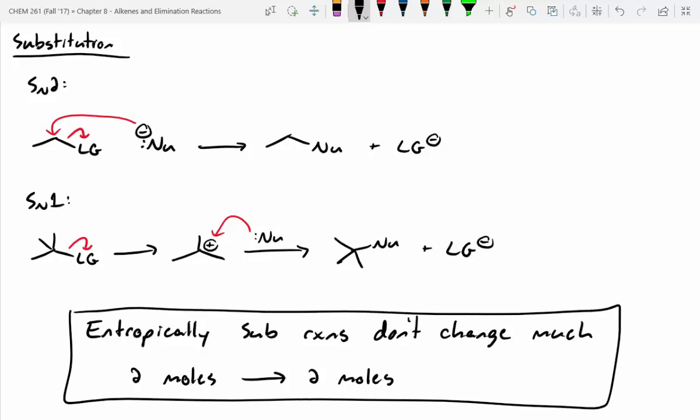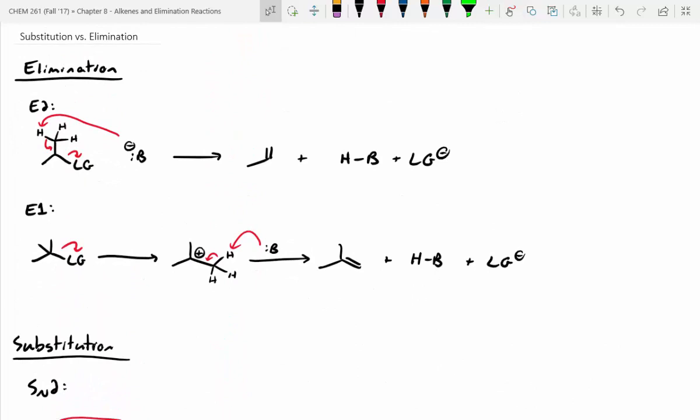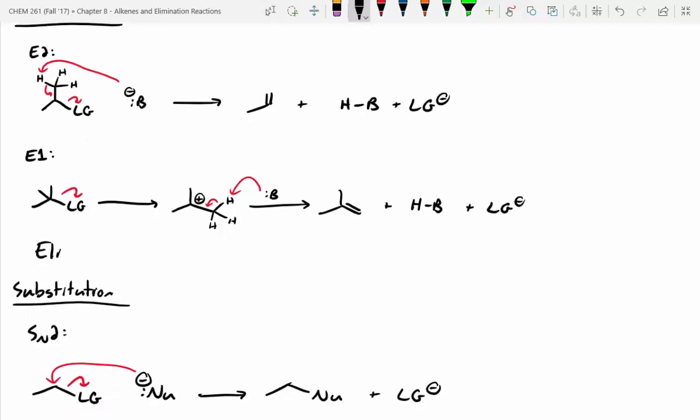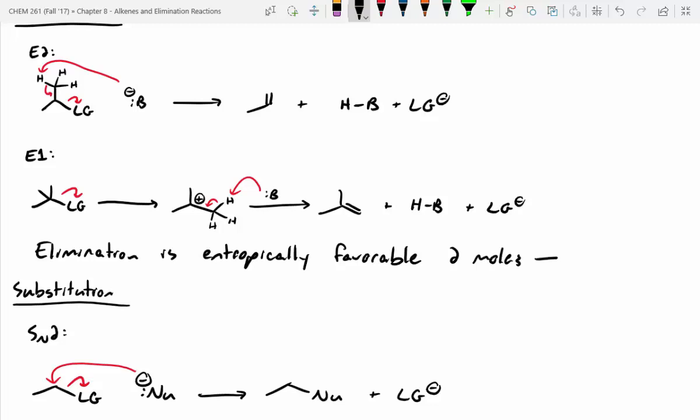Now let's go back up and look at elimination reactions. Are these entropically favorable or disfavorable? What do you guys think? Well, let's take a look at the E2 one, right? With E2, we started out with 2 moles, but we're getting 3 moles out. Entropically, is that favorable? Yes. Yeah, we're getting more disordered, right? So let's write that down. Entropy says the universe should get more disordered, right? So elimination is entropically favorable, because we're going usually from 2 moles to 3 moles.